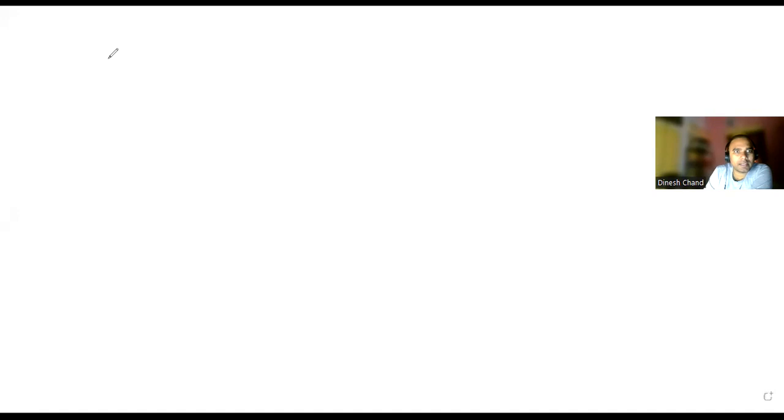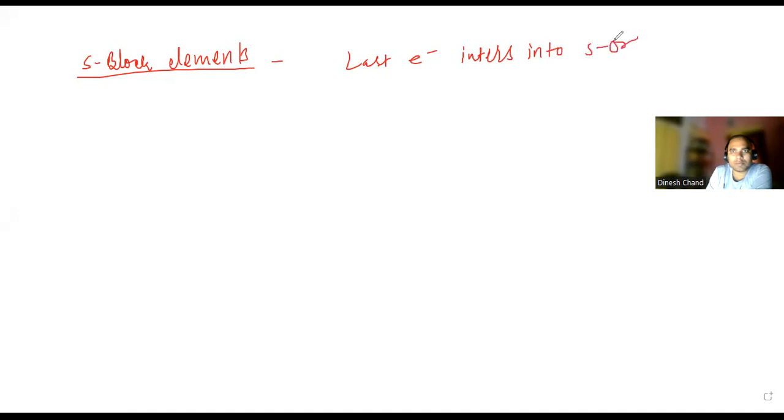So when you talk about S block element, here we are writing S block element. What are the S block elements if you talk about? Last electron enters into which orbital? S orbital. Last electron enters into S orbital.